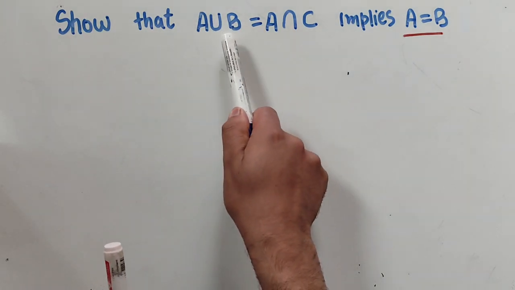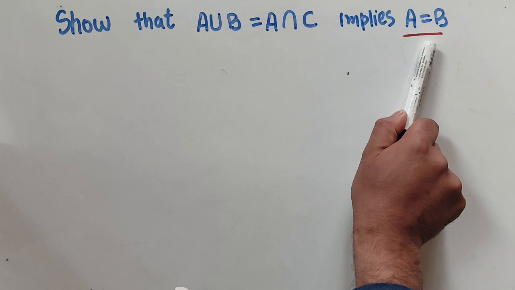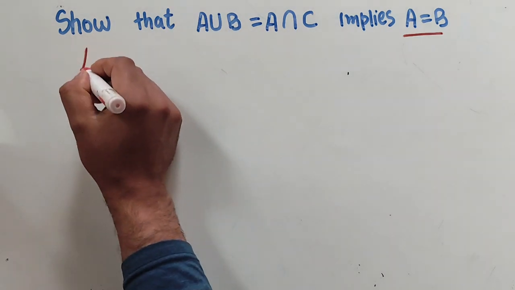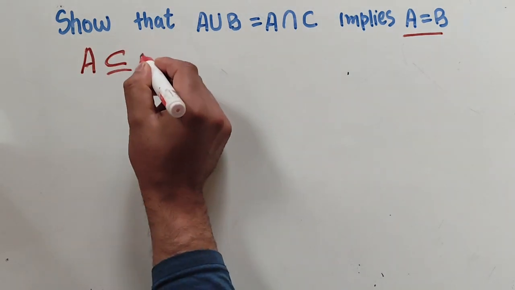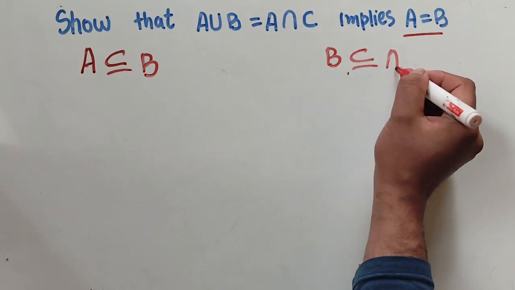Show that A union B is equal to A intersection C implies A is equal to B. Okay, so to prove that A is equal to B, that is A and B are two equal sets, we need to prove that A is the subset of B and B is the subset of A.